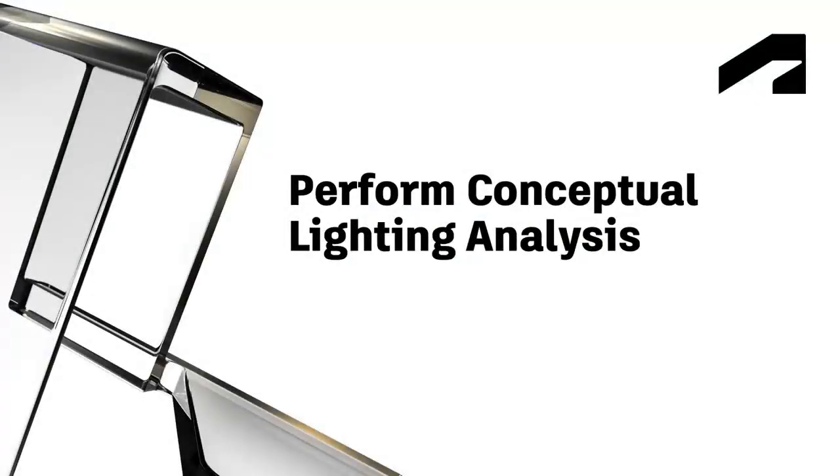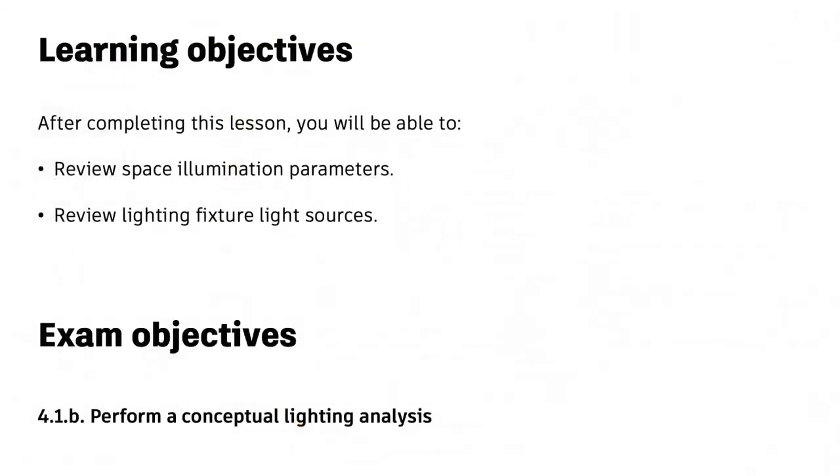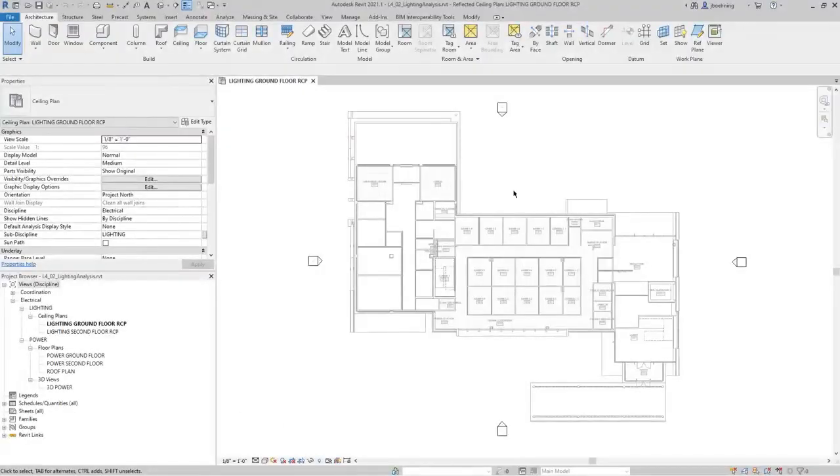In this video, we will cover reviewing space illumination parameters and reviewing lighting fixture light sources. Revit has several built-in parameters that can help you analyze the lighting layouts in your building model. Let's take a look at how this works.